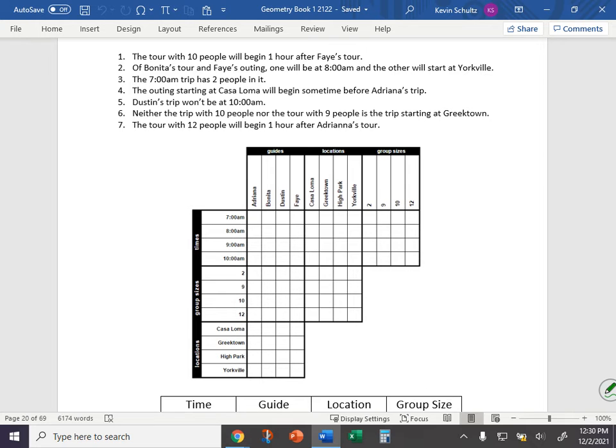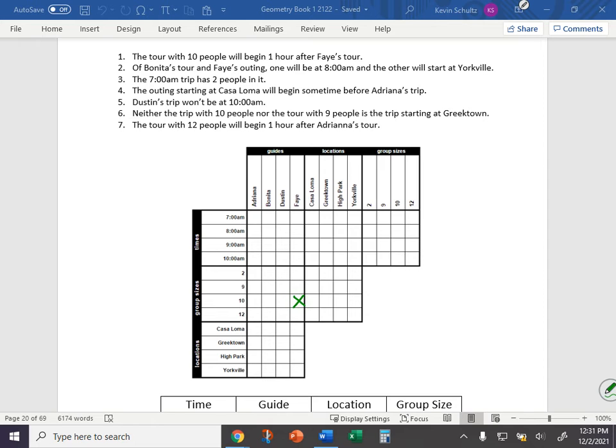The tour with 10 people will begin 1 hour after Faye's tour. Her tour doesn't have 10 people. Faye's tour cannot be the same tour as the one with 10 people, right? Because the one with 10 people is an hour after her. We can eliminate Faye and 10 people. So I'm going to put an X where Faye and 10 intersect there. Okay. What else can we eliminate here? Blake? Faye's tour can't be a group of 12? Why can't Faye's tour be a group of 12? Because it's not a group of 10 and their tour is after Faye's. No, it begins 1 hour after, never mind.